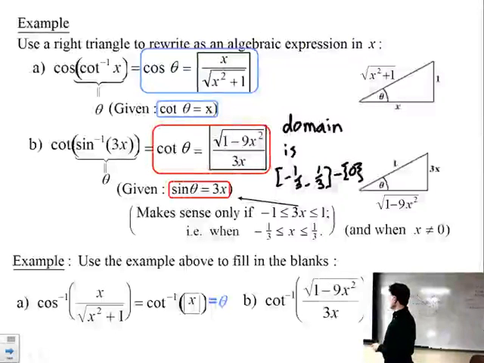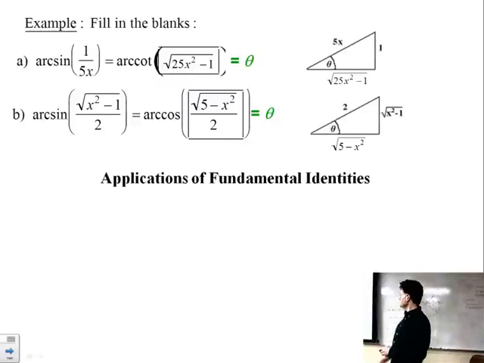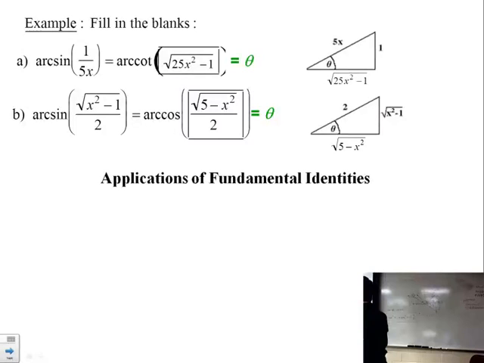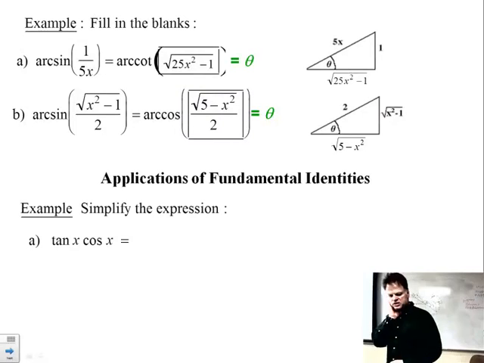Skip that, even though we did that with memo. Alright. So now we get to a new topic, application of fundamental identities. We're going to simplify some expressions using trig functions.